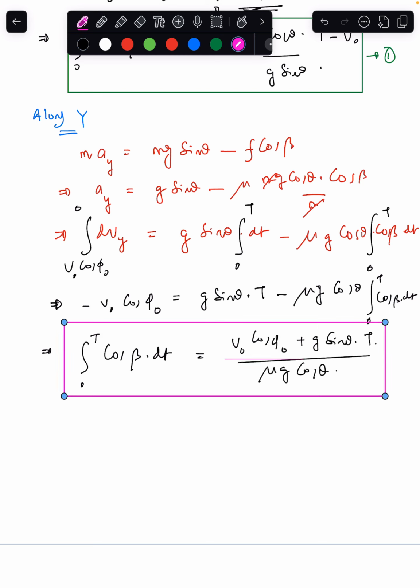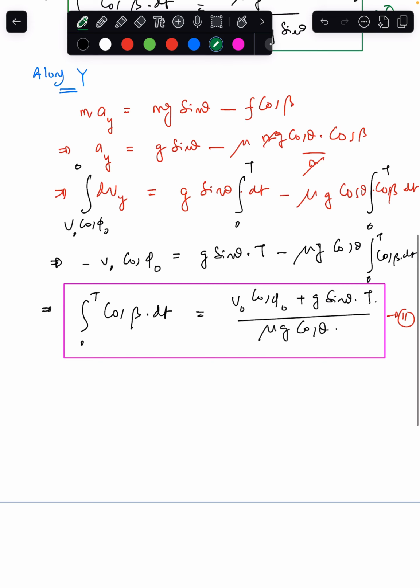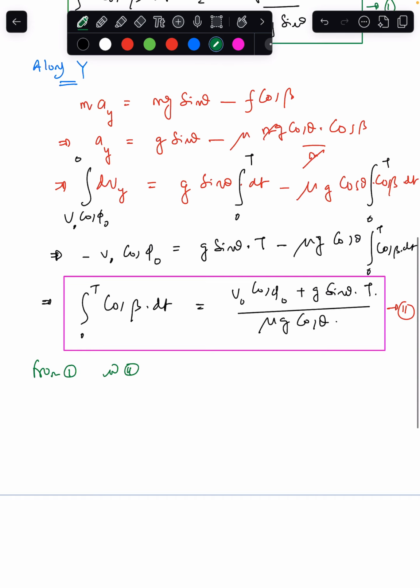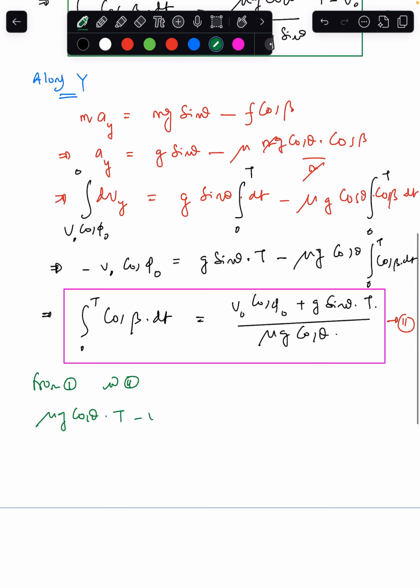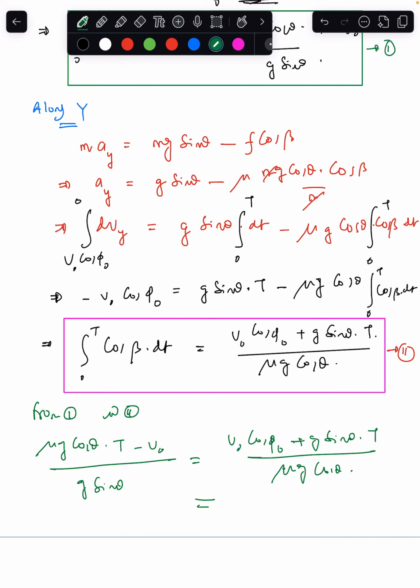In both the equations I have calculated the value of integration 0 to t cos beta dt. So now from 1 and 2, I can equate the results. If I equate, I am getting (mu g cos theta into t minus v naught) divided by g sine theta is equal to (v naught cos phi naught plus g sine theta into t) divided by mu g cos theta. If you cross multiply, you will get the equation required for t.